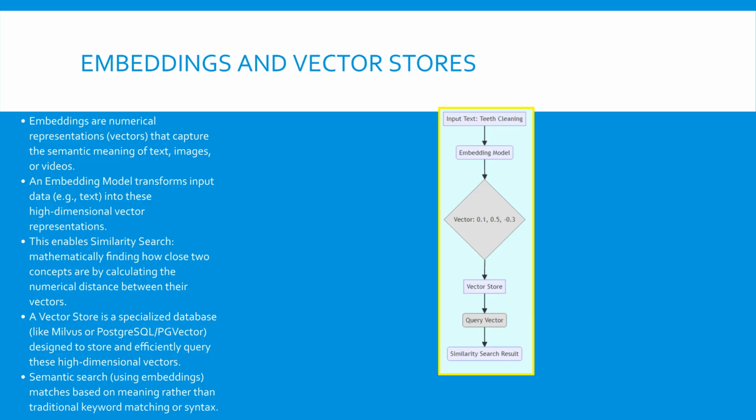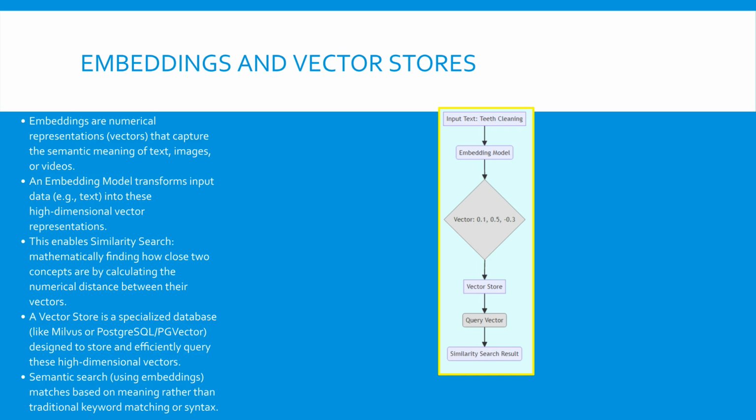This means that if 2 pieces of text, like teeth cleaning and dentistry, have very similar embeddings, they are considered semantically close, even if they don't share keywords. This capability enables similarity search, which is simply comparing the numerical distance between 2 vectors to determine how similar their underlying meaning is.